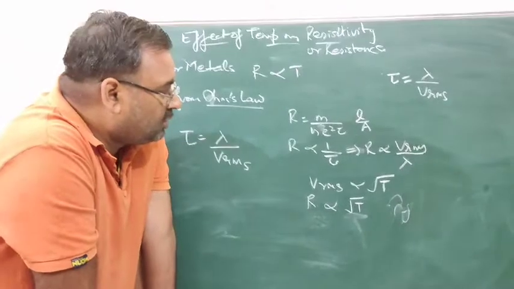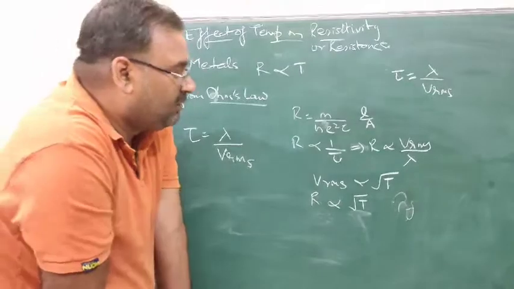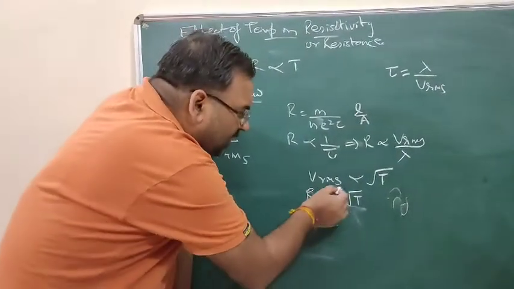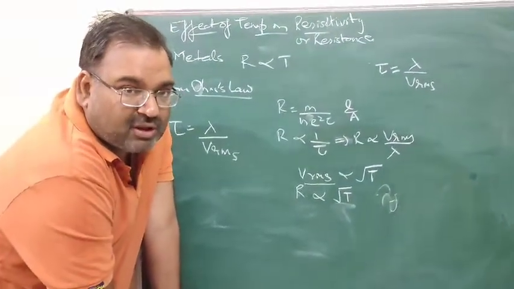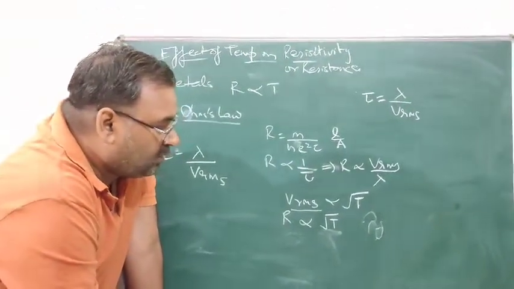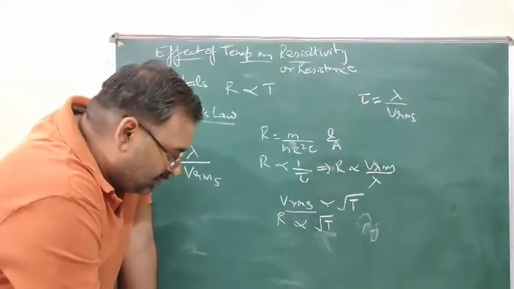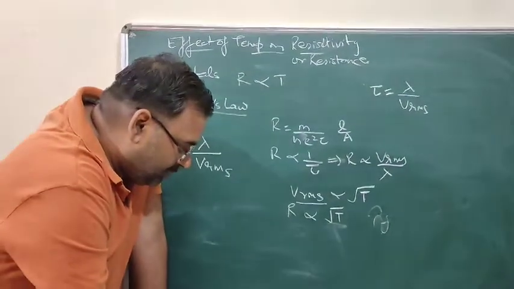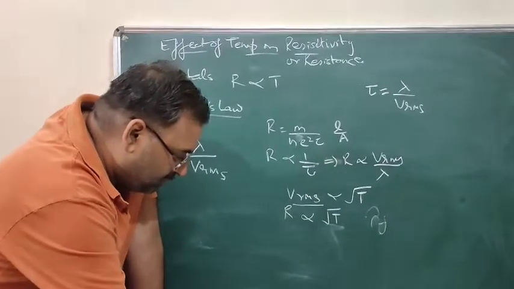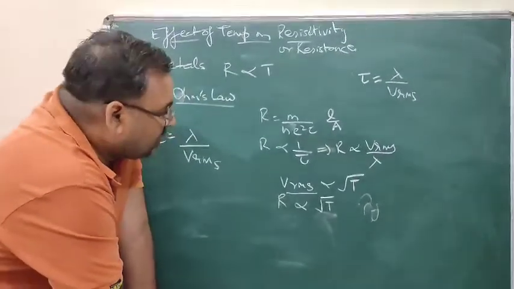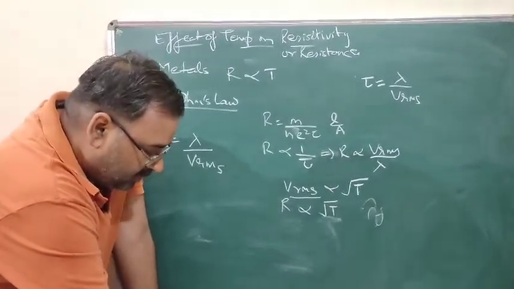We substitute the values, and we get resistance is directly proportional to Vrms upon lambda, that is the mean free path. Now we know that the root mean square velocity is directly proportional to the absolute temperature. As the temperature increases, the mean free path will decrease, because with rising temperature the amplitude of vibration of the positive ions of the metal increases and they further obstruct the path of the free electron. Now what will happen?